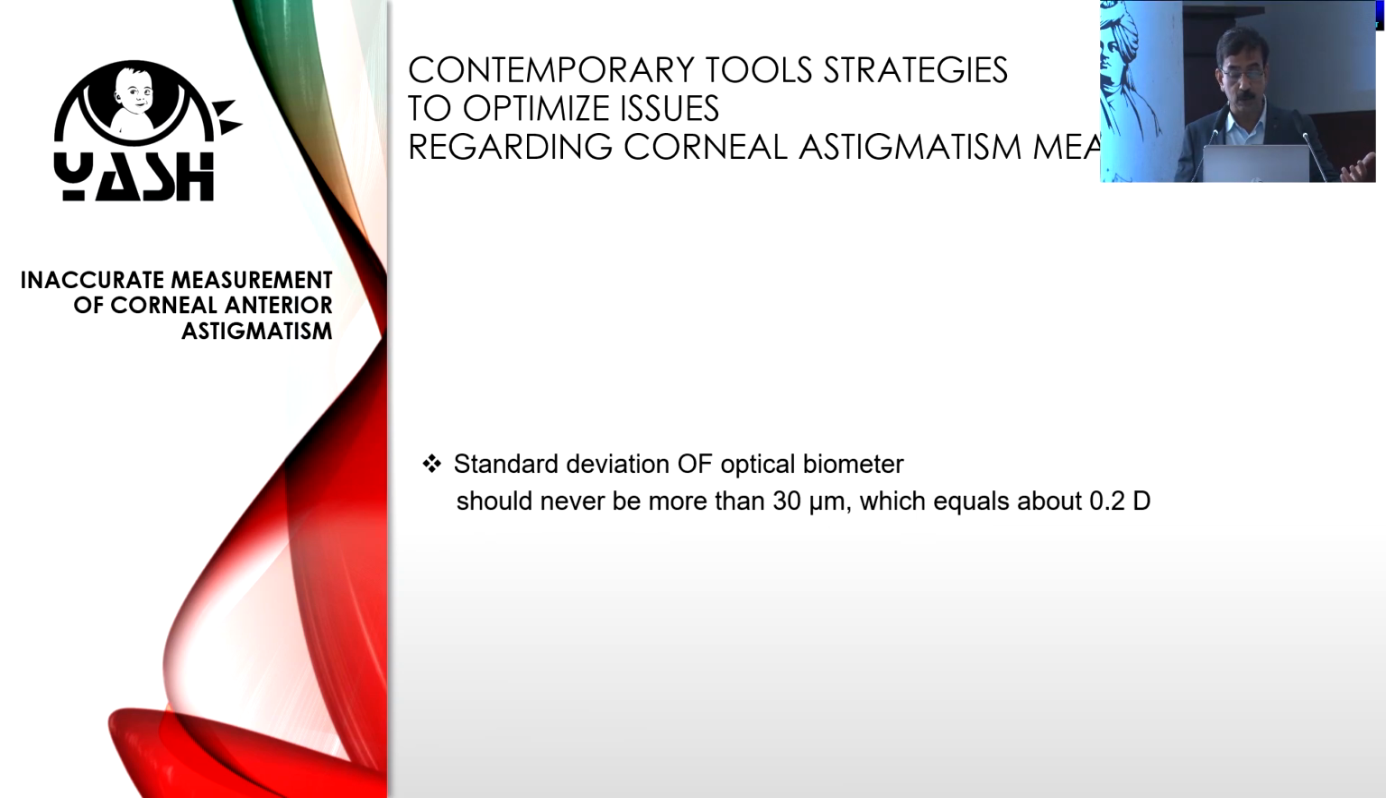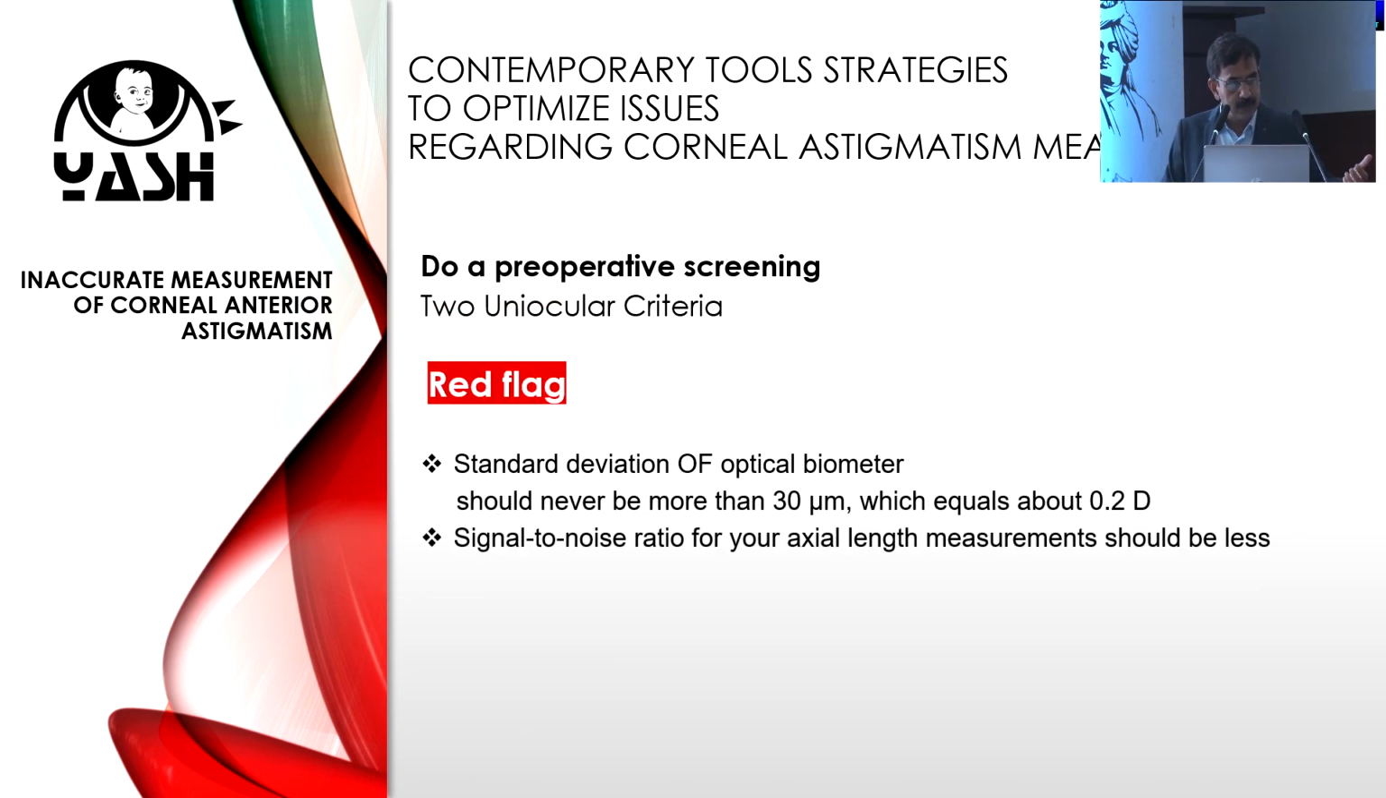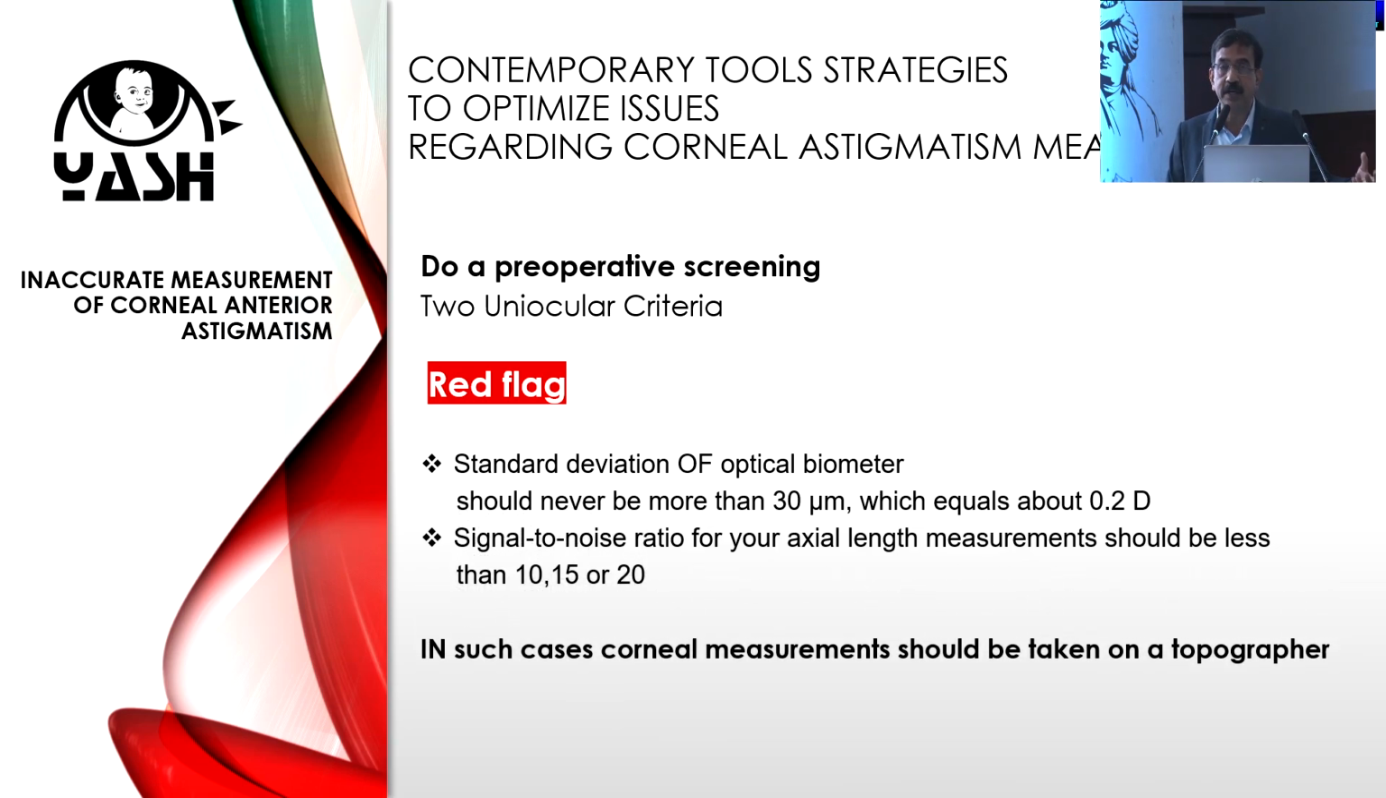It has to be not more than 30 micron. It is almost equal to 0.2 diopter. And also you have to see that the signal to noise ratio for your axial length measurement should be less, so that you can validate that the measurement that has been given is up to the mark. If you find that it is not up to the mark, then you can take a measurement on a different instrument.